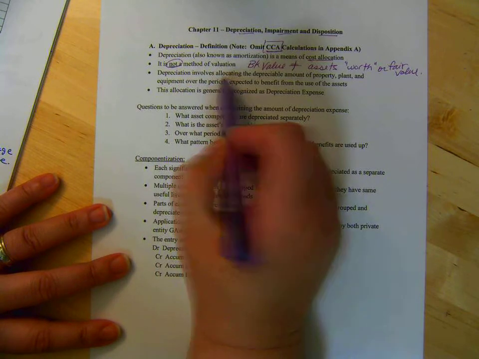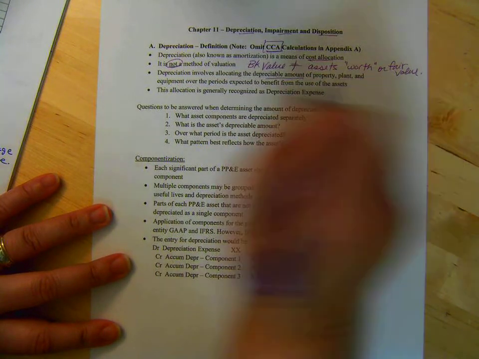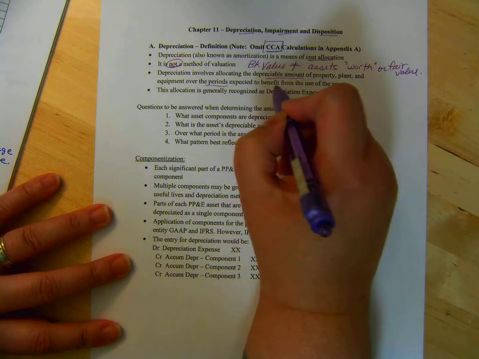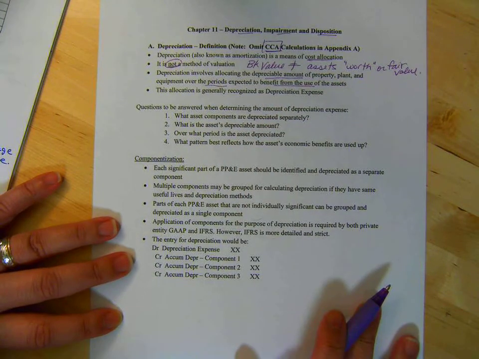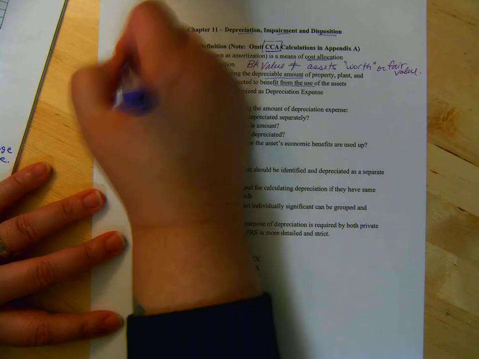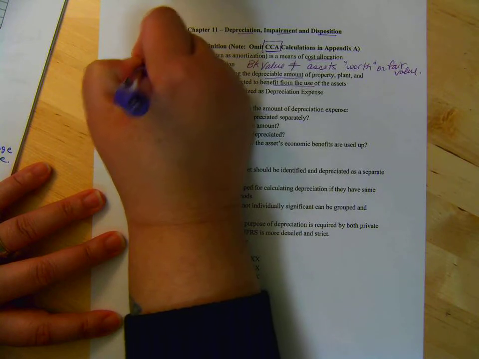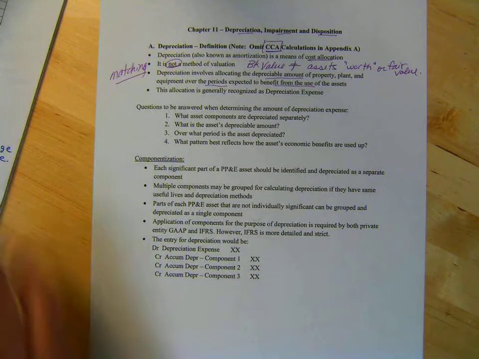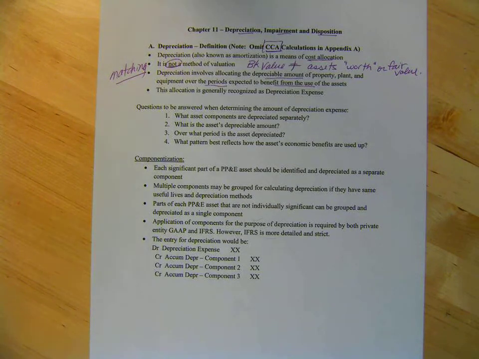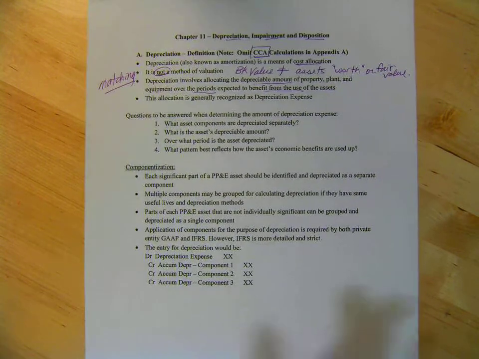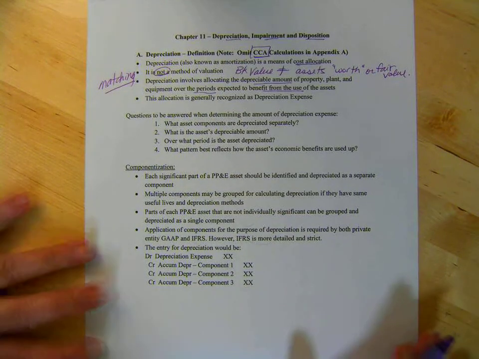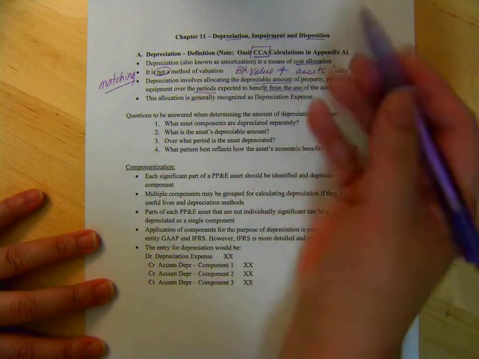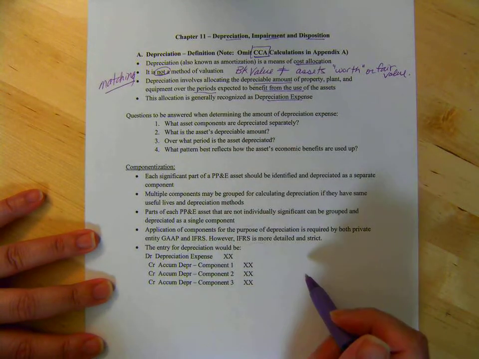Depreciation involves allocating the depreciable amount of property, plant, and equipment over the periods expected to benefit from the use of the asset. So this is using the matching principle, where we match our expenses, which is the depreciation on the assets we're using, over their life, so that as they were used to make money for us, we'll match the expense to the revenue. And the allocation is generally recognized as depreciation expense.